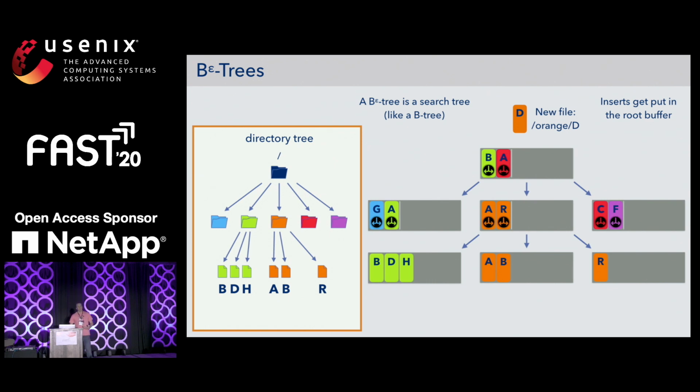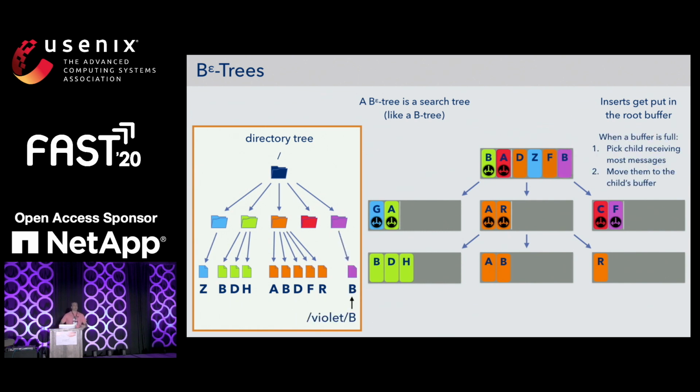What we're going to do is we're just going to put the data for that file into the buffer of the root. And now we've added it to the file system. And suppose we want to add some more files, say /blue/Z, /orange/F, and /violet/B. Okay, so we've added some files to our file system, and now at this point, the buffer of the root node is full. So what do we do? We're out of buffer room.